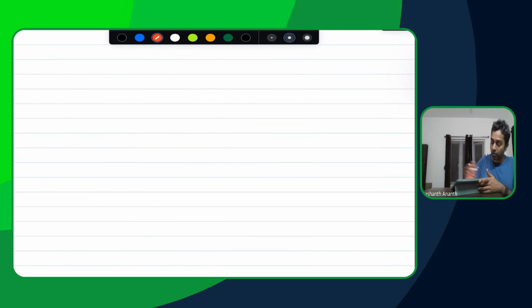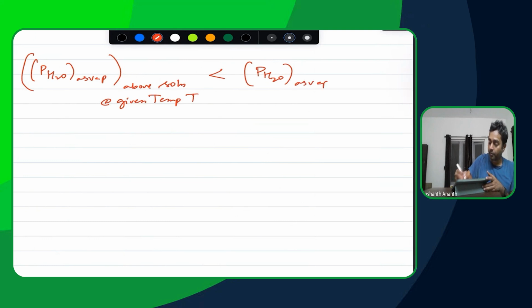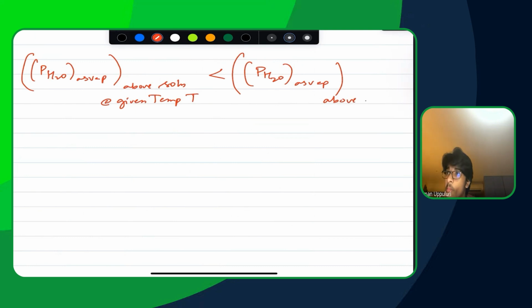So if I'm going to be putting this out now in a more meaningful manner, let me put it up now here. So partial pressure of water as a vapor above the solution at given temperature T. This is going to be lesser than what was expected for it if it was pure. So this will be lesser than partial pressure of water as vapor above pure water at temperature T.